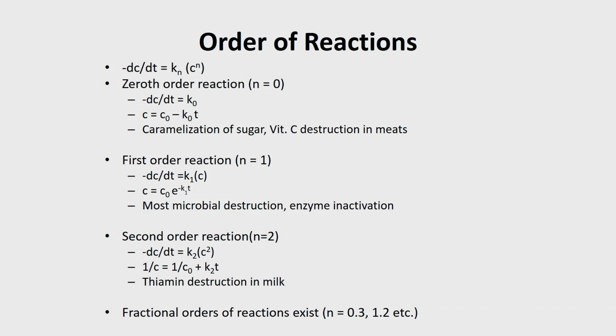Based on n, whether it is 0, 1 or 2, the reactions are categorized into zeroth order reaction, first order reaction and second order reaction. Sometimes fractional orders of reaction also exist, for example n equal to 0.3, 0.2, 1.2, etc. How we are going to derive the kinetic expression for different orders of reaction, we are going to see in the next slides, right. My general kinetic expression goes like minus dC dt equal to Kn C power n.